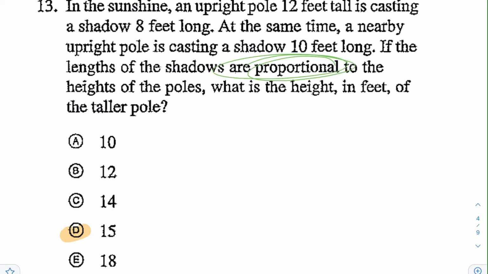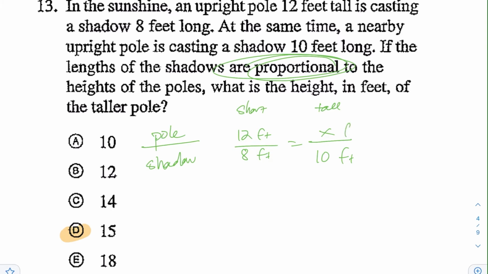The keyword is proportional. So you have the pole versus the shadow, and you have the tall one. So the tall pole is 12 feet, and the shadow is 8 feet. And that's going to be equal to the other pole, or sorry, in this case, this is actually the longer pole. And its shadow is 10 feet, and its actual height is x.